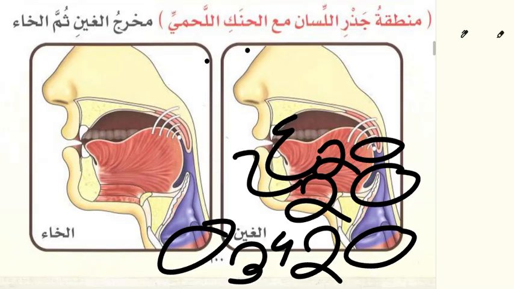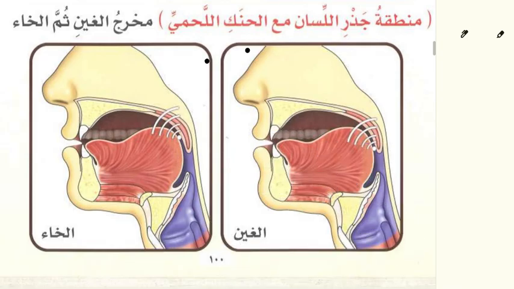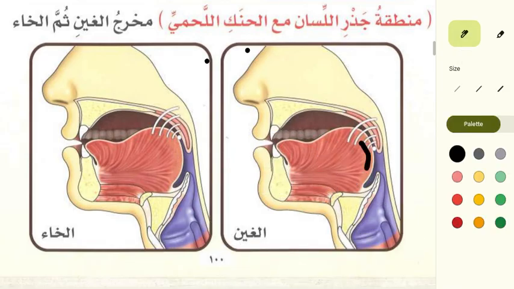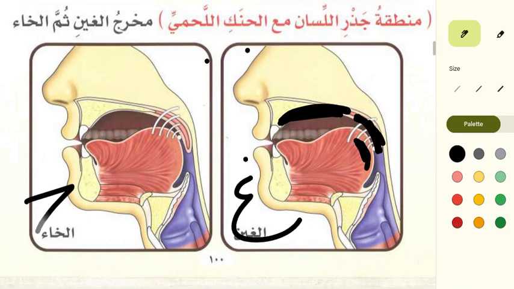So when we talk about the upper throat, we're talking about the root of the tongue, which is this part over here. We call it the root of the tongue, and the soft palate. So this is called the hard palate. This is the bony part. It's called the hard palate. And this part where there's meat, we call this the soft palate. So from this part, you have harf al-ghain, which is this one, and harf al-kha.